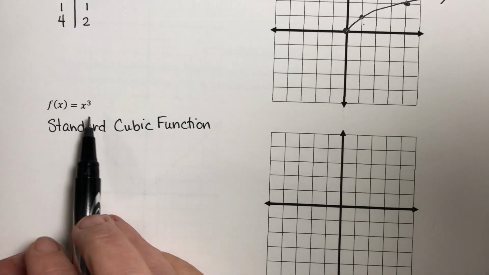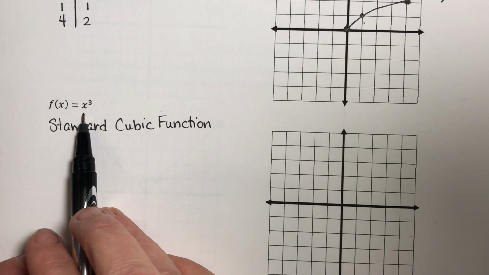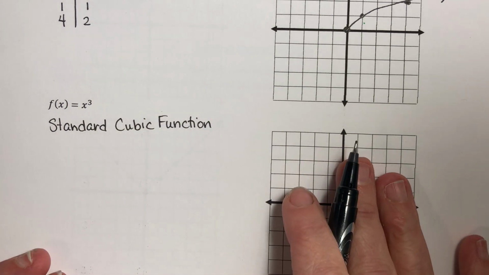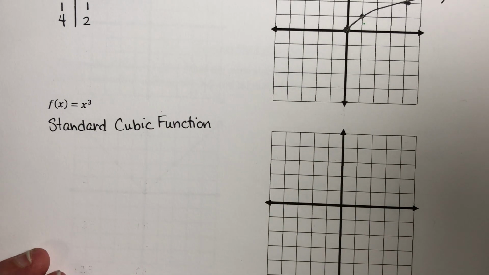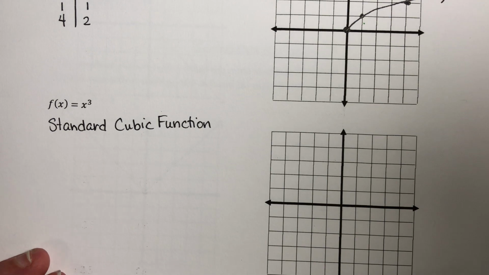In order to be a cubic function, you have to have at minimum an x cubed. You can't have an exponent larger than 3. You can have every exponent below 3, so you can have a square, first power, and everything else in there. But the minimum requirement is to have an x cubed.